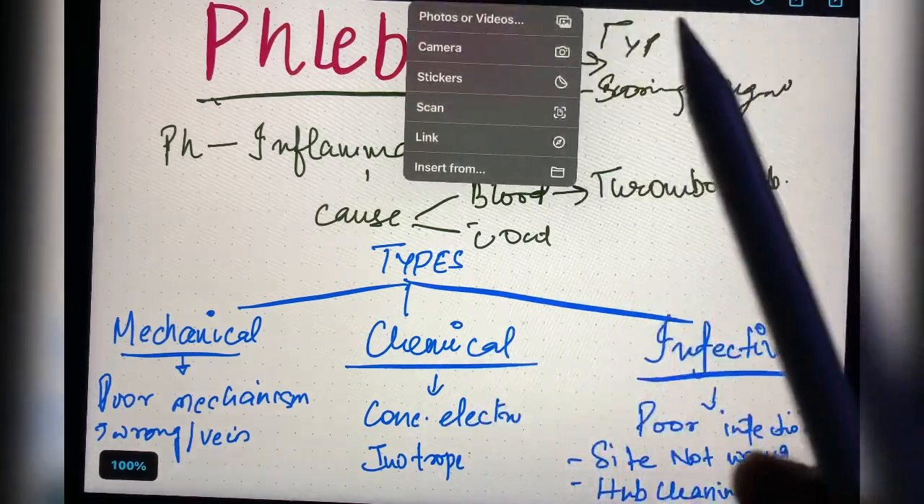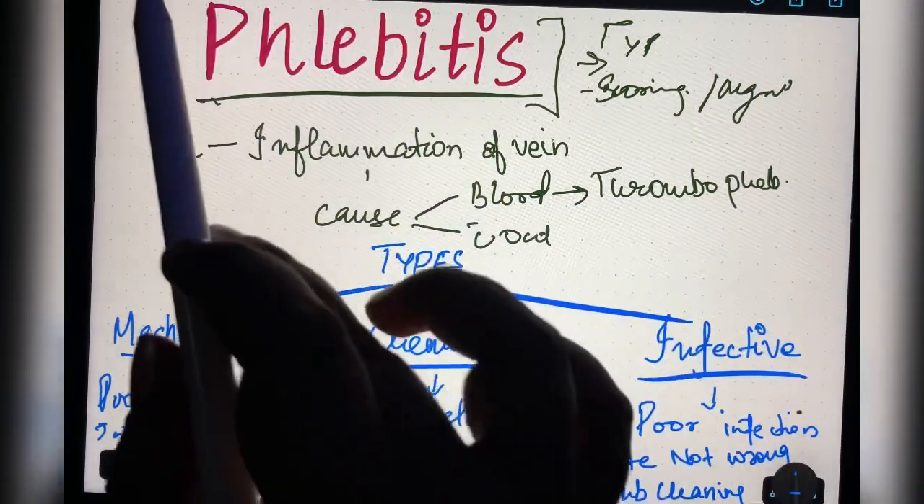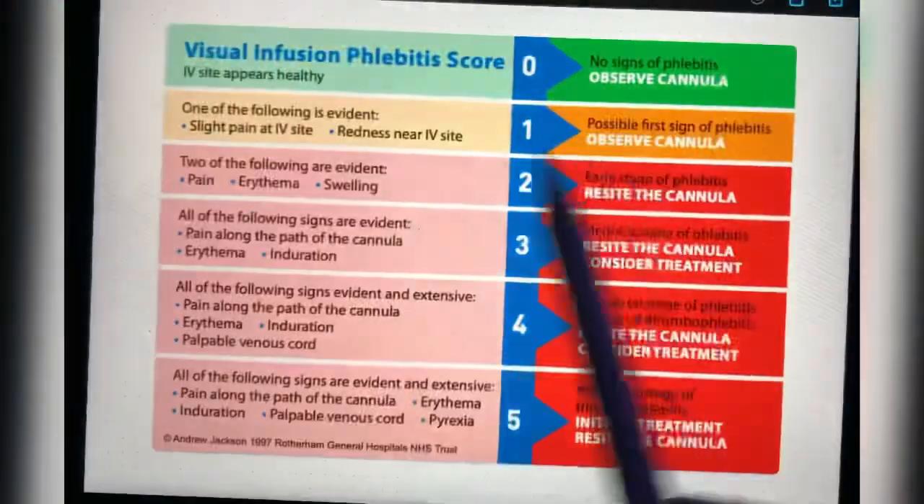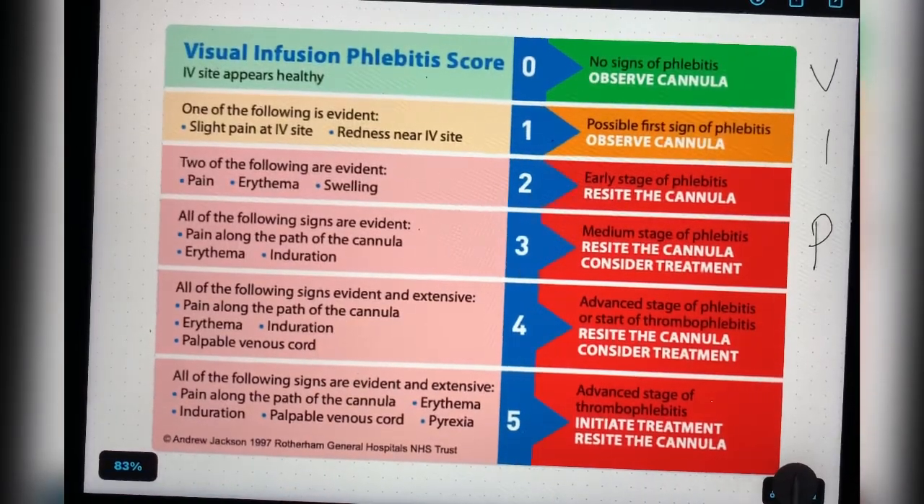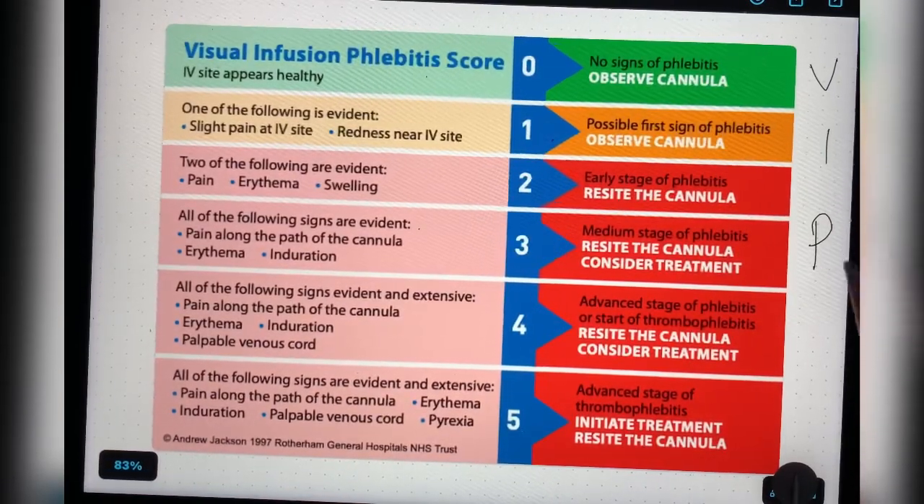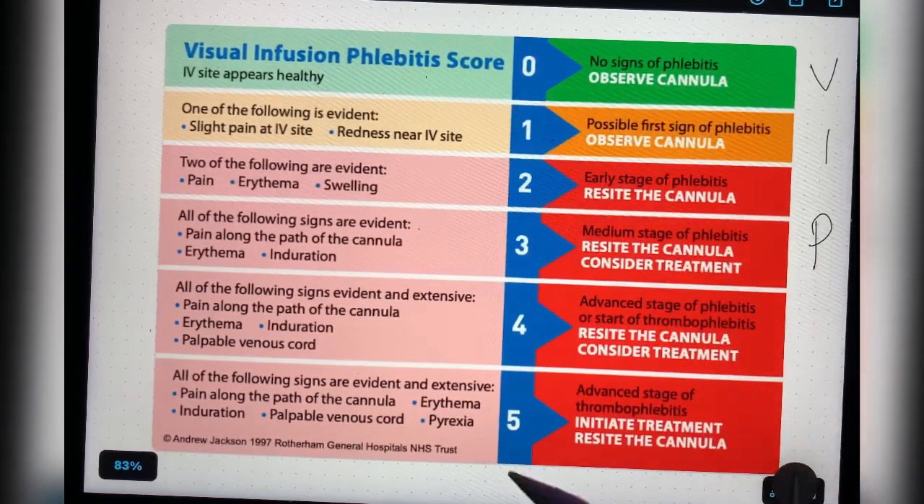Now quickly we'll discuss how to score phlebitis. This is a scale which is given for scoring of phlebitis, commonly known as VIP. VIP stands for Visual Infusion Phlebitis Score. Here quickly we'll see the scoring. The scoring goes from 0, 1, 2, 3, 4, 5.